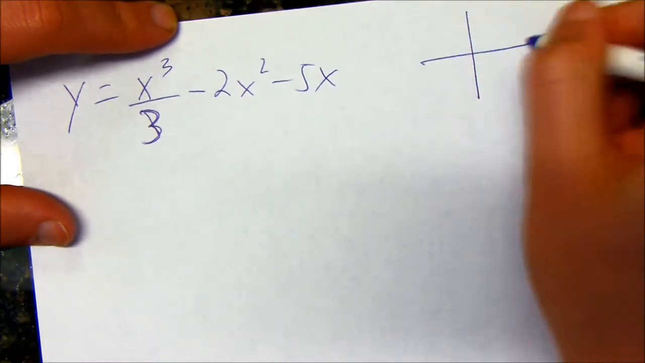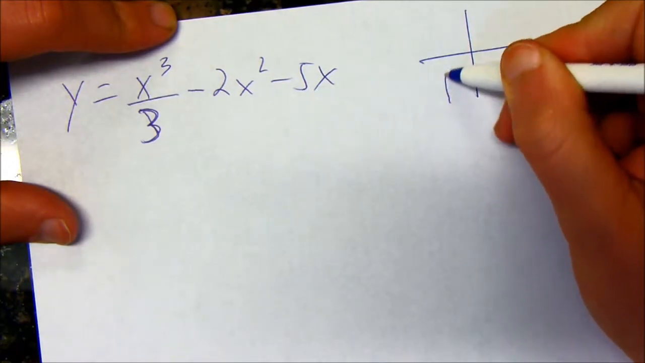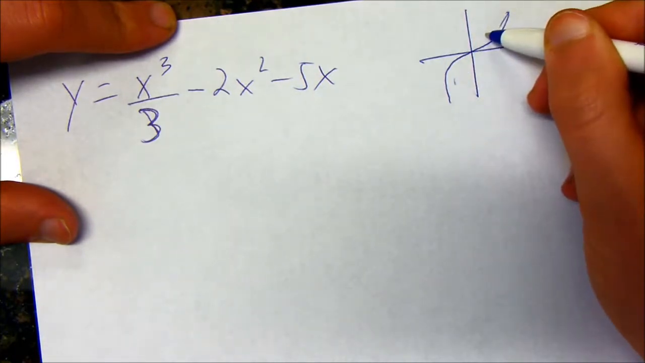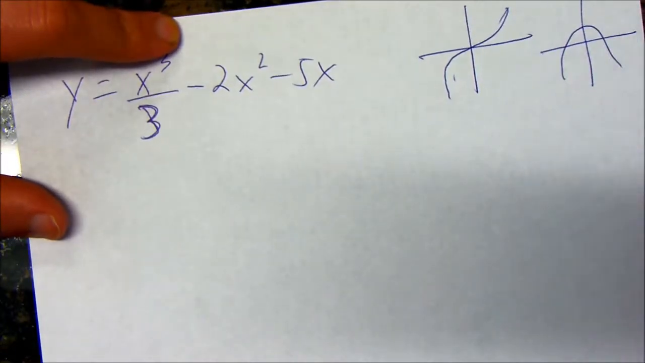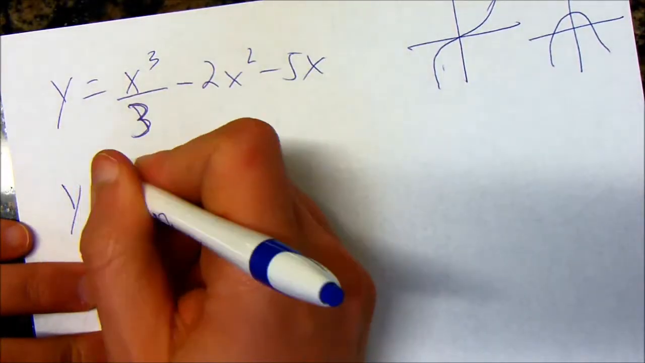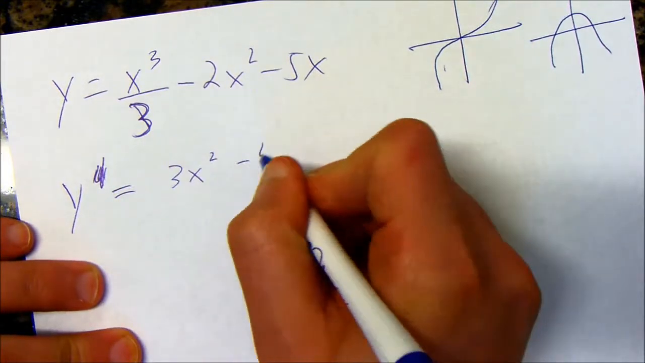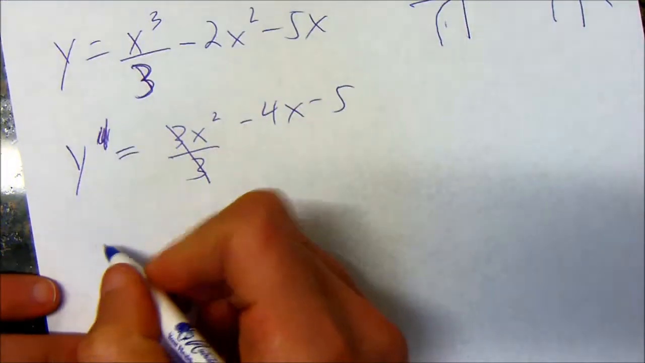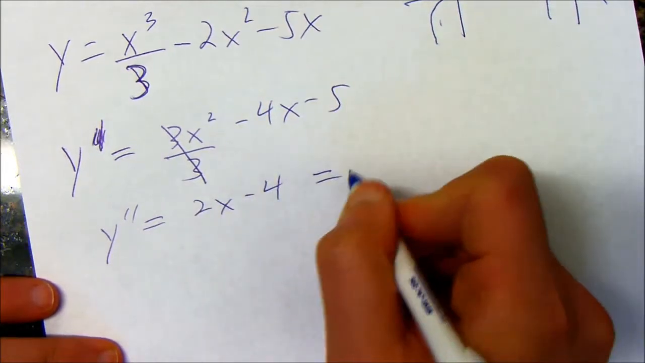The first derivative is telling me what the slopes of my tangent lines are. The second derivative says this function is going from concave down to concave up somewhere, if it's doing that. Some functions don't change concavity, like this function here. This is always concave down. See? Always concave down. So take the first derivative, and we get 3x squared minus 4x minus 5 over 3. These cancel. Now I have to take the derivative of that, so y prime prime is going to be 2x minus 4. Set that equal to 0.